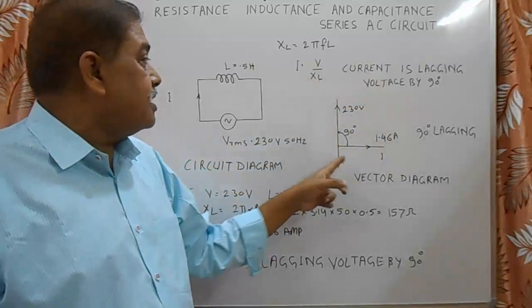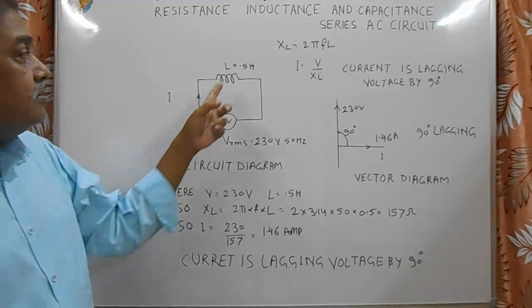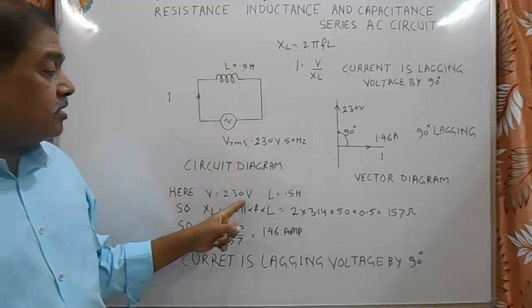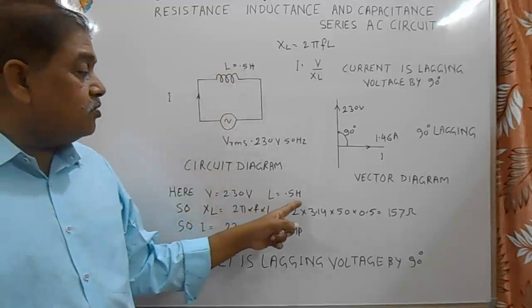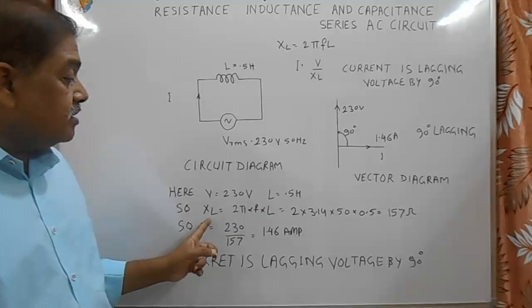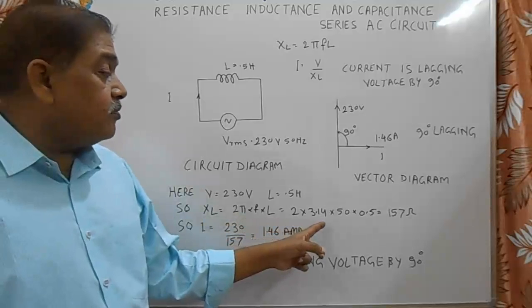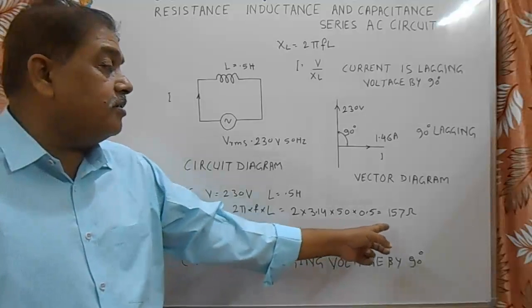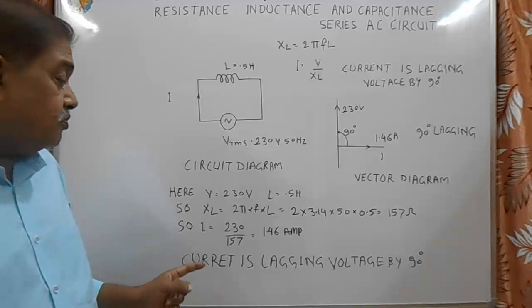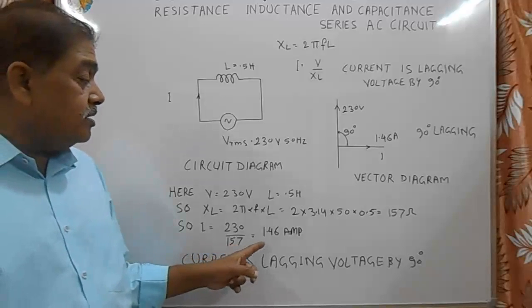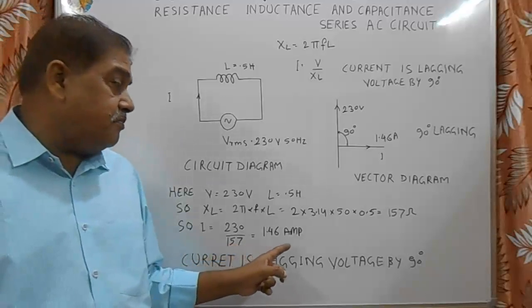Here is the vector diagram. In this case, we have taken inductance L equal to 0.5 Henry, and voltage is equal to 230 volt. XL is equal to 2 pi FL is equal to 2 into 3.14 into 50 into 0.5 is equal to 157 ohms. Therefore, current I is equal to 230 by 157 ohms. It is equal to 1.46 ampere.